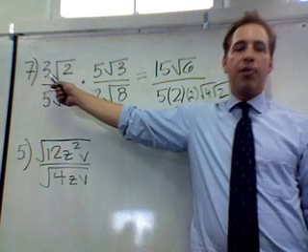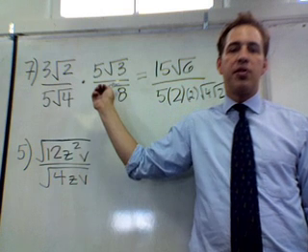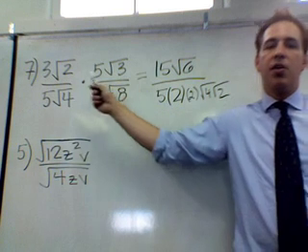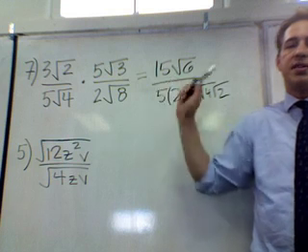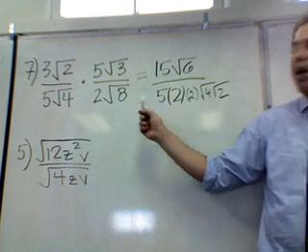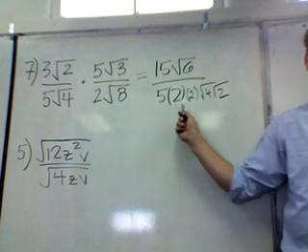On the top, we just multiplied it out. There's nothing to simplify. Root 2 or root 3 don't simplify. 3 times 5 is 15. Root 2 times root 3 is equal to root 6. 15 root 6 on the top. On the bottom, this becomes 5 times 2, as we wrote down here.